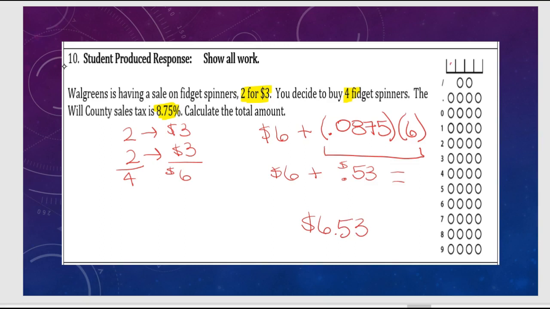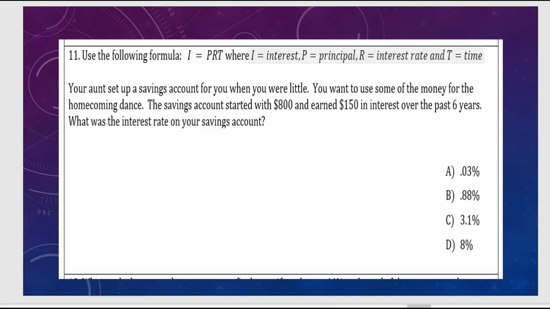I am going to put that in my grid-in, $6.53. Bubble in the 6, bubble in the period, and then the 5 and 3. So this took up all 4 of our spaces in the grid-in. So number 10 on the test is also going to be buying multiples of something, and you're going to have to figure out what the cost of your multiples is and then how much is added for tax to find your total amount. Number 11 is a simple interest problem.